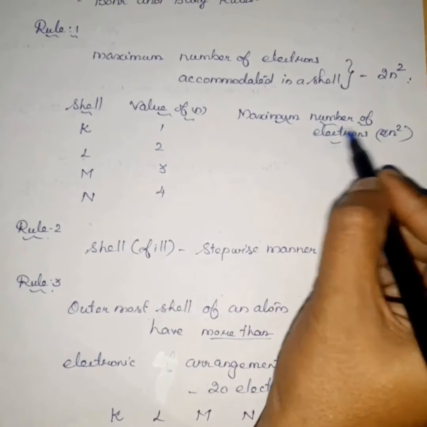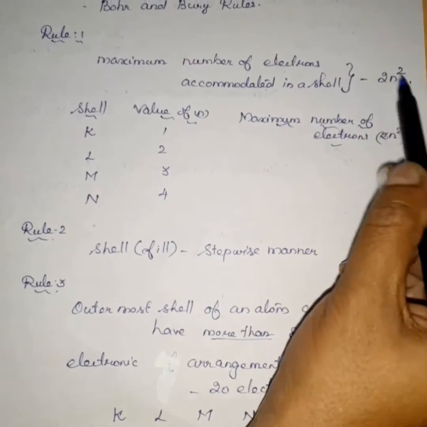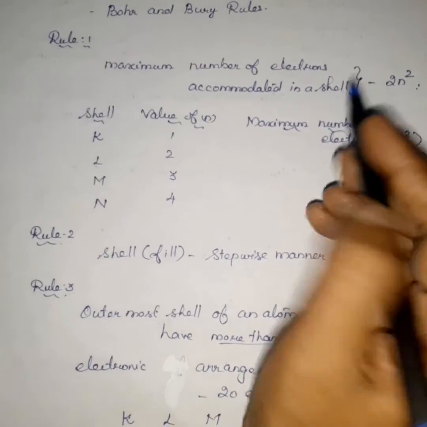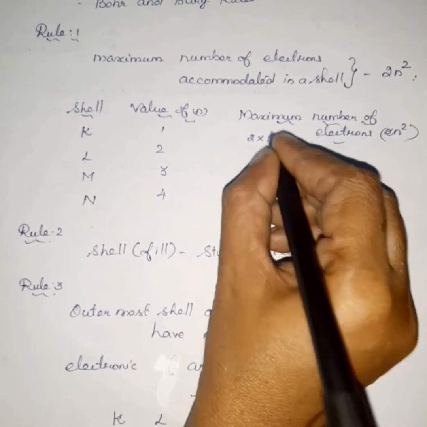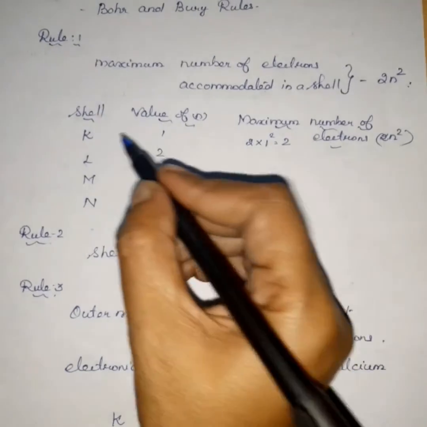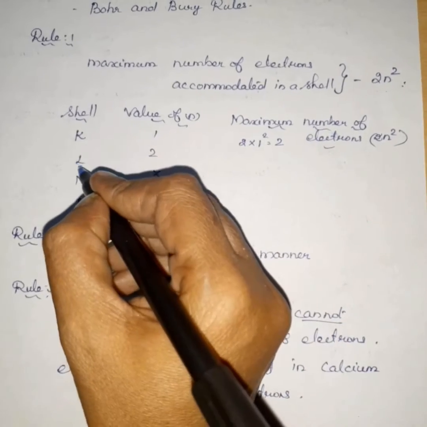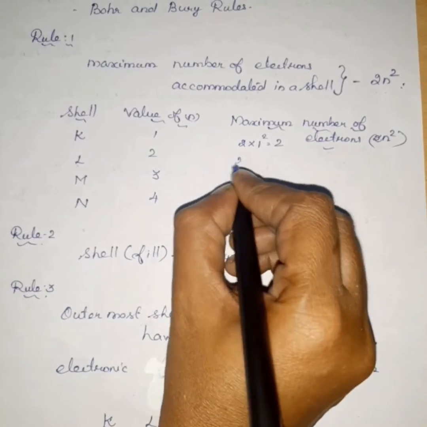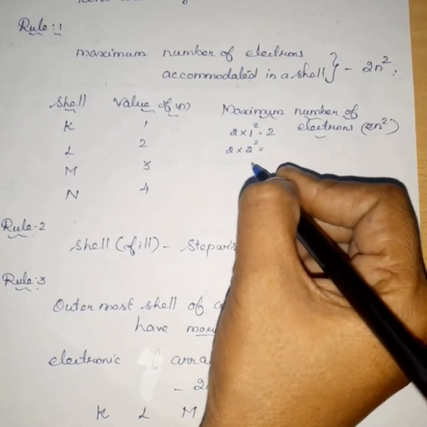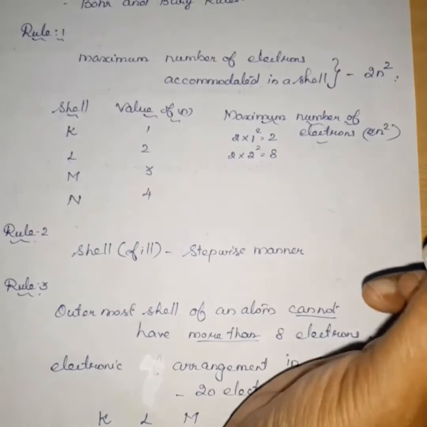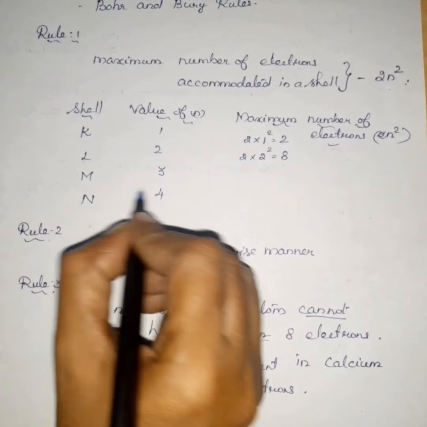Here the maximum number of electrons, how do you calculate? 2n square. For K, n is 1, so 2 into 1 square is equal to 2. So the K shell has 2 electrons. Next, L: 2 into 2 square. 2 into 2 is 4, 4 into 2 is equal to 8. So there are 8 electrons.